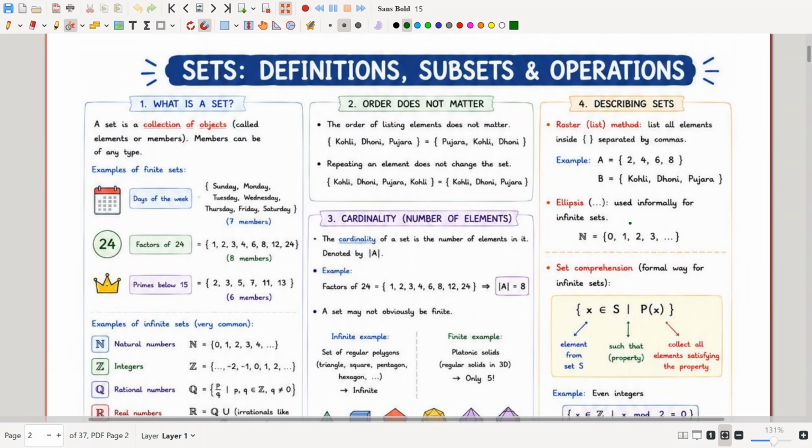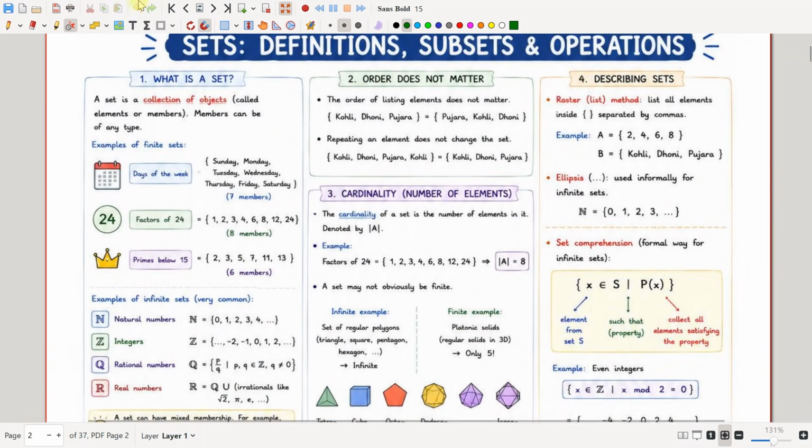So let's move on to sets. A set is a collection of objects, which can be of any type. You cannot say I can store only numbers inside sets. You can also store days of the week.